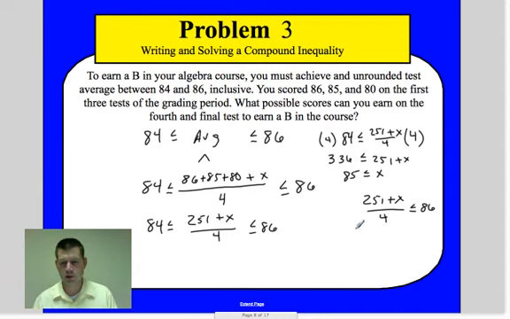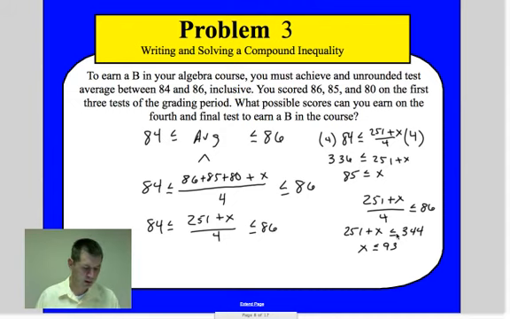Same thing here, we're going to multiply by 4. So we get 251 plus x is less than, since it's a positive, 344. Subtract 251, and we get x must be less than 93. Okay, so for us to get between an 84 and an 86, we have to score from an 85 being the lowest to a 93.